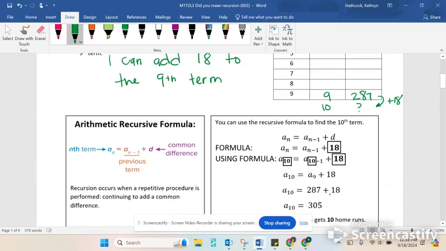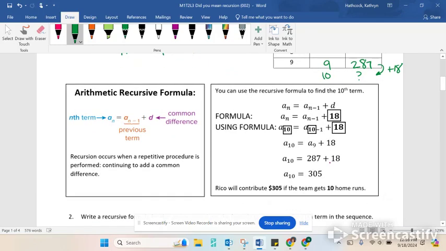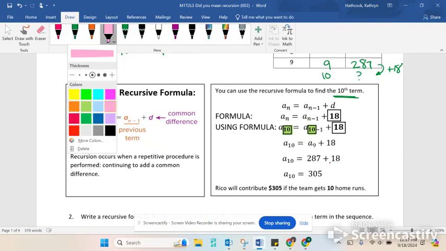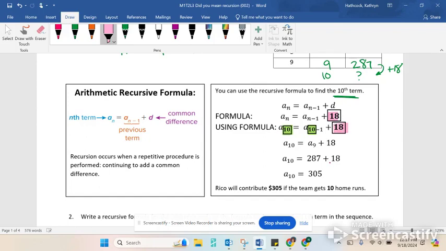Now I have my arithmetic recursive formula. What that does is it helps us find the next number in our pattern. So we're trying to find the 10th term. And because this is my 10th term, we've talked about this before. We talked about this in the foldable, but 10 is your n value. So that's why here and here, I replace n with the number 10, because I'm trying to look for the 10th term. I also have this 18 over here. That's my common difference. That's what you're adding each time.